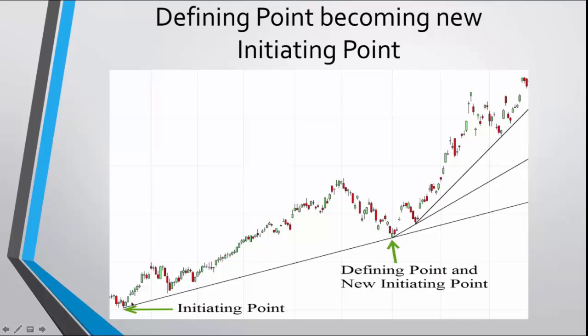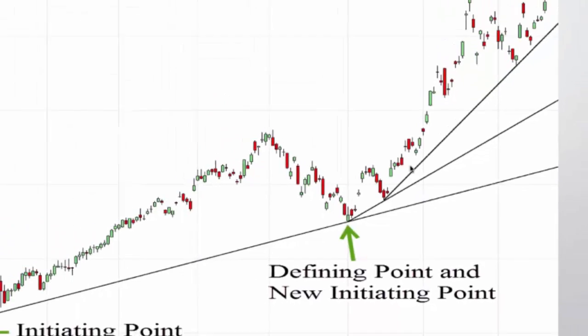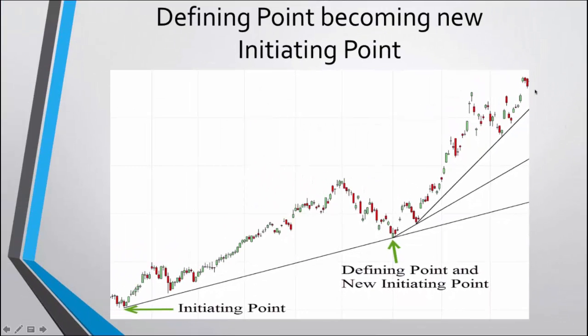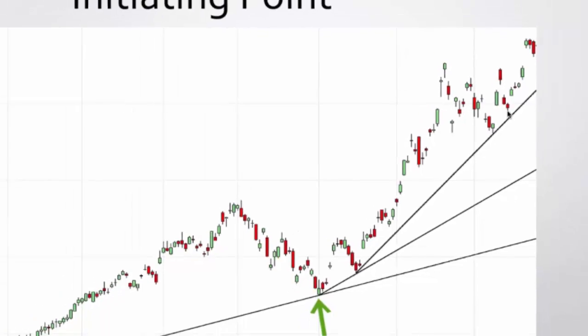And you can see this on a chart, initiating point, defining point, which becomes a new initiating point for a trend line. Then we have a defining point of the second trend line, which can become an initiating point for a third trend line. And now you see we've drawn 3 trend lines. And even a 4th trend line could have been drawn on here. This being the new initiating point, this would be a valid defining point.